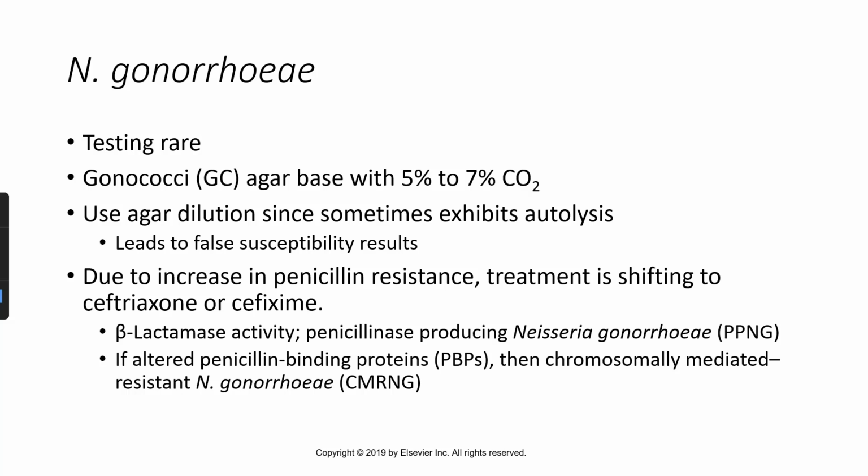Beta-lactamase activity, penicillinase-producing Neisseria gonorrhoeae. If altered penicillin binding proteins, then chromosomally mediated resistant Neisseria gonorrhoeae. So gonorrhea, you used to just pop some penicillin and get over it. Now there's a lot of resistance out there, a lot of resistant forms. So we are starting to use alternative drugs to treat gonorrhea.